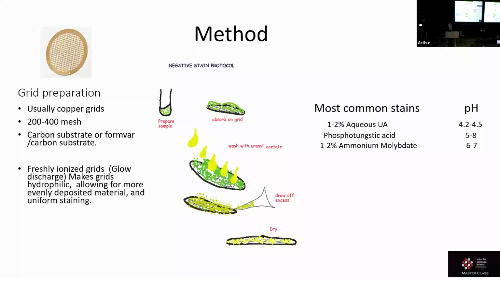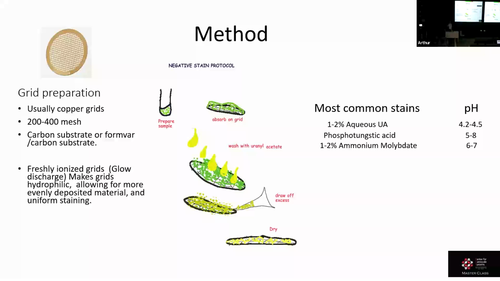We start with grid preparation. Usually we're using copper grids because, again, they're cheap, easy, and reliable. 200 to 400 mesh grid. So that's the screen size on the grid. We're going to have a carbon substrate on top so that our sample doesn't fall through the holes. Sometimes just carbon, sometimes carbon formvar. And we're going to freshly ionize or glow discharge the grids so that we have a hydrophilic surface that allows a more even distribution of your sample and a more uniform staining when we're done.